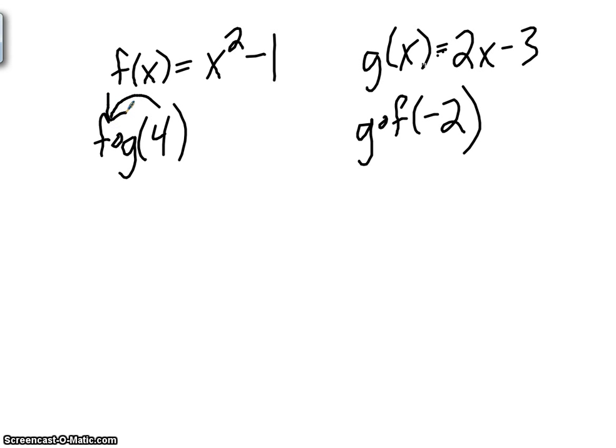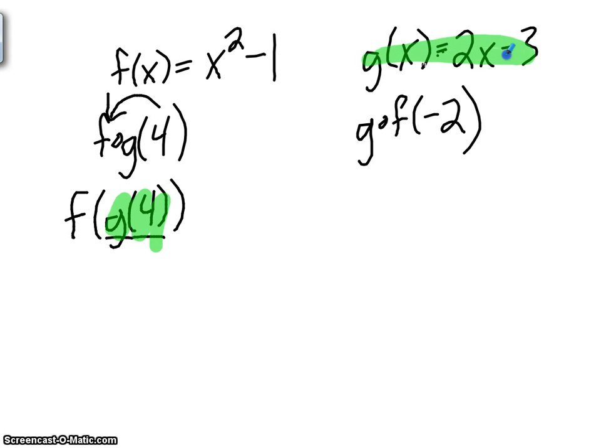So g of 4 is going to be placed into the f equation, and then we need to evaluate. It means the exact same thing as this. So we have to find out, what is g of 4? G of 4 means we come to our g equation right here, and we plug 4 in for x. I'll have 2 times 4 minus 3, which gives us 8 minus 3, or 5. So we have f of 5, really.